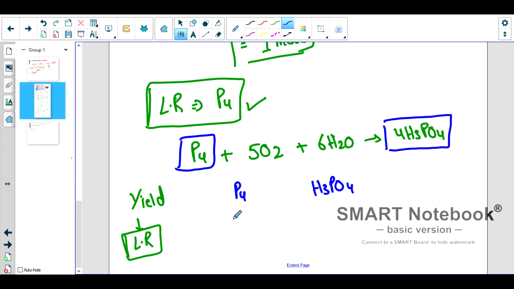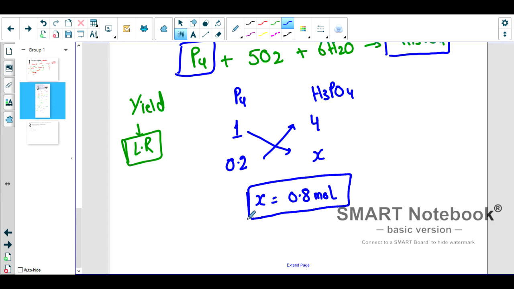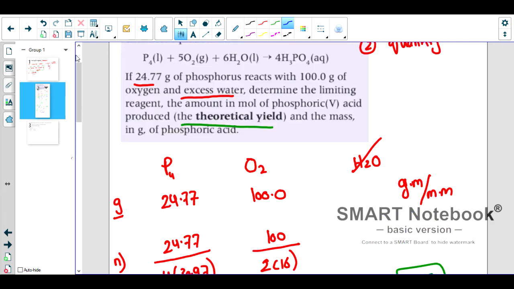Now we know 1 mole of phosphorus is giving you how many moles? 4 moles of phosphoric acid. So you have how much? You have 0.2 in your stock. So it will give you how much? X. Again, do the cross multiplication. You get X is 0.8 mole. So you will get 0.8 moles of the product with this quantity.